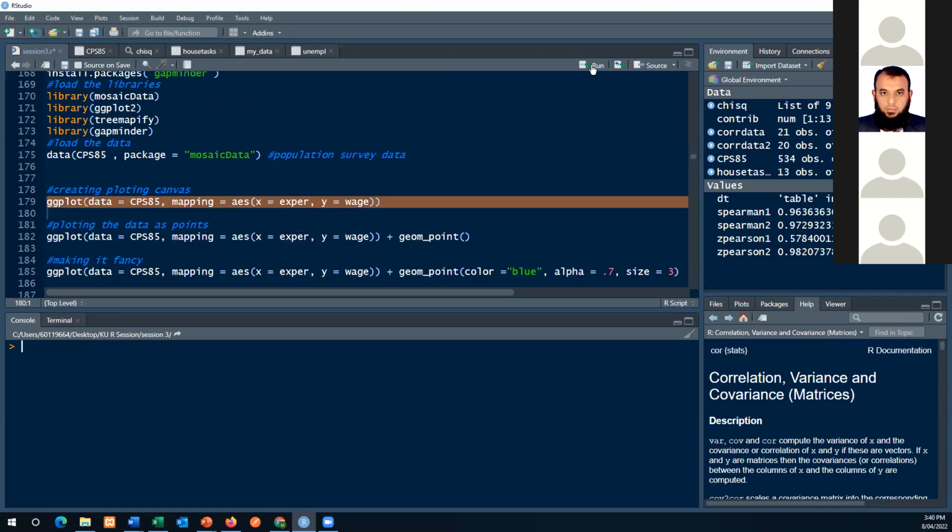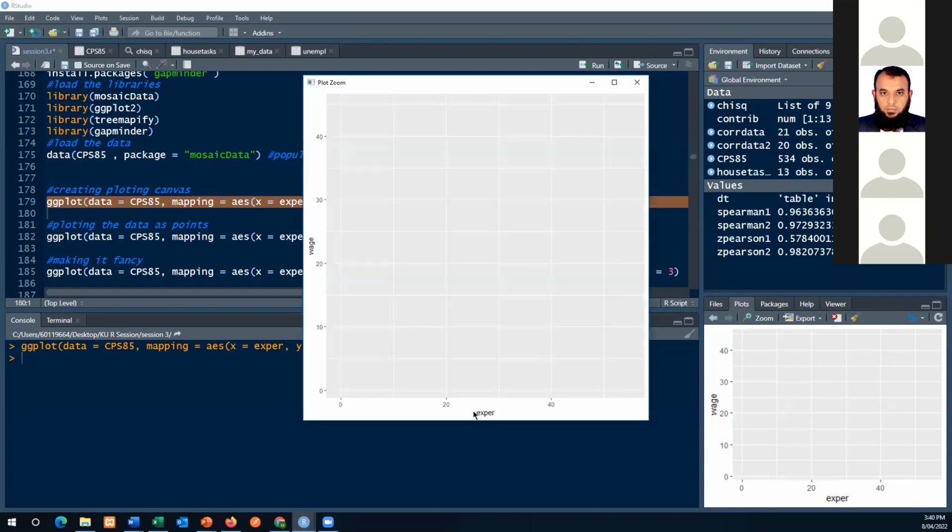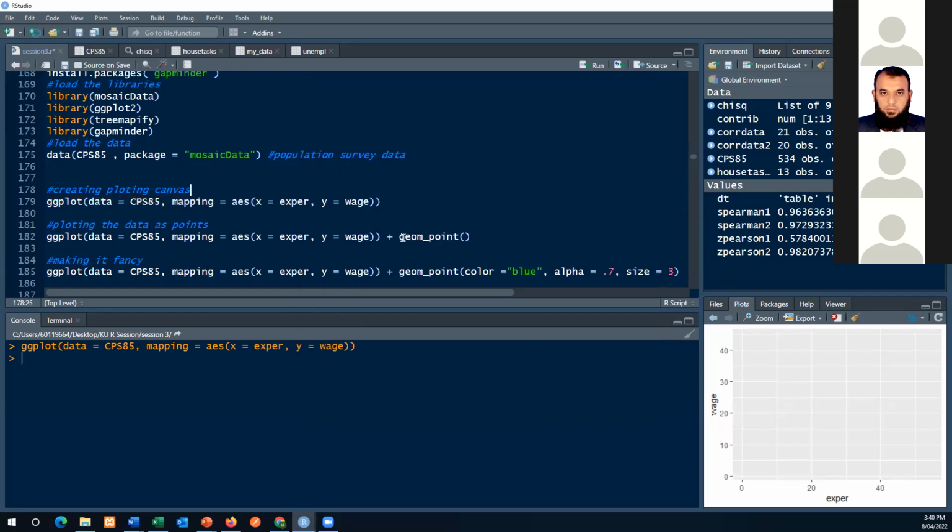If we do this, nothing will happen, it just created a canvas in memory. Okay, nothing has been plotted, you can see we have got a blank canvas, and the canvas is ready with experience and the y variable wage to be plotted. Now we have to really put things here. Our channel is ready, now we have to put the marker on this channel. So the marker is geom_point.